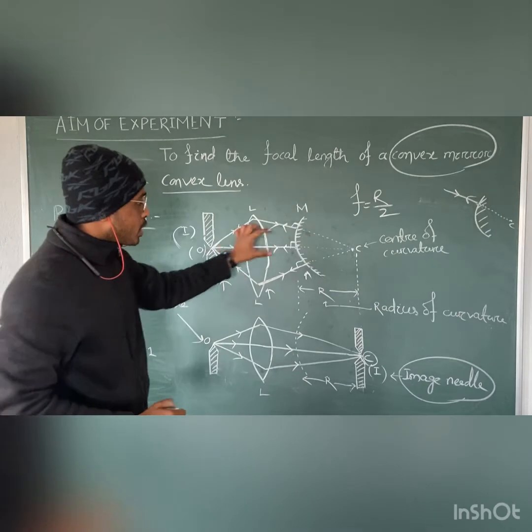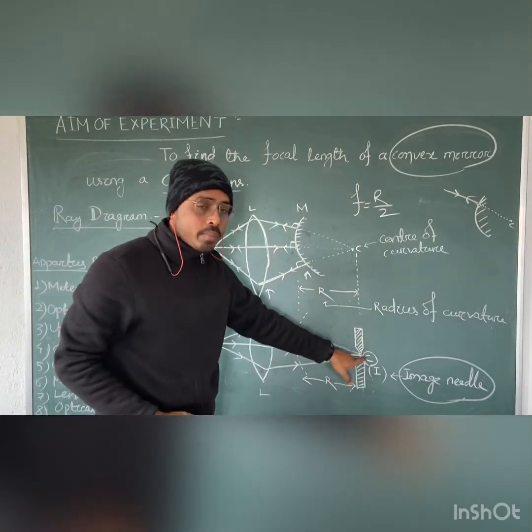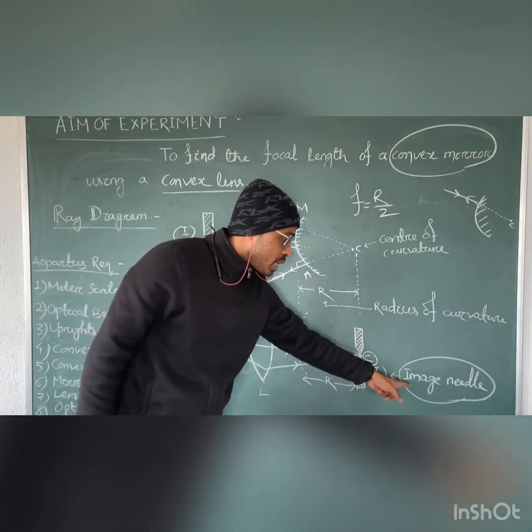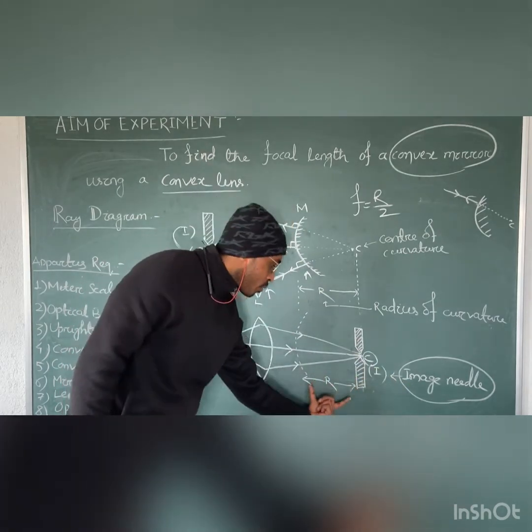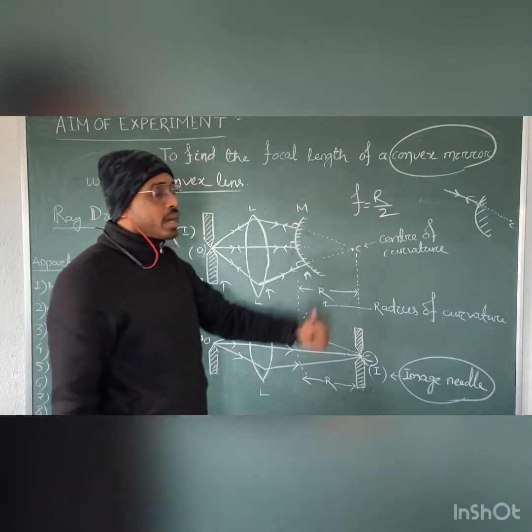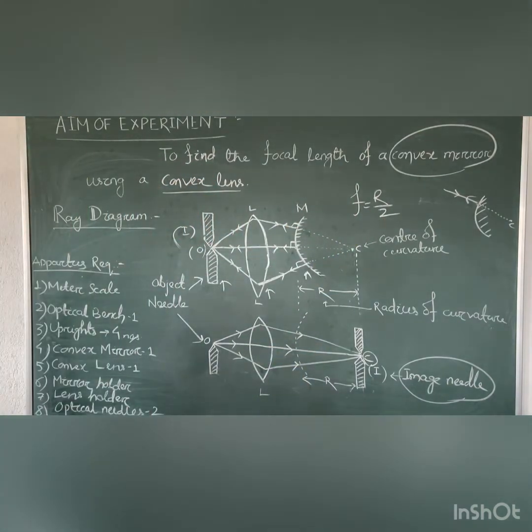ठीक है, तो मिरर को हम हटा लेंगे तो सेंटर ऑफ कर्वेचर पर आपका इमेज फॉर्मेशन हो गया. इस इमेज को कैप्चर करेंगे इमेज नीडल के प्लेसमेंट से. Now we will be getting the radius of curvature. From that radius of curvature we will be finding out the value of focal length, right?